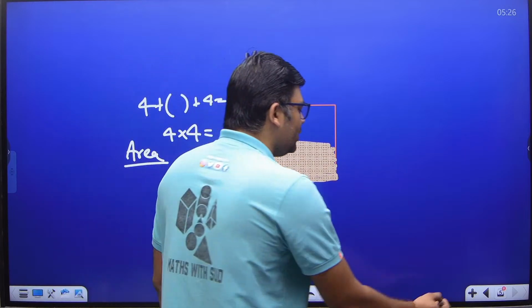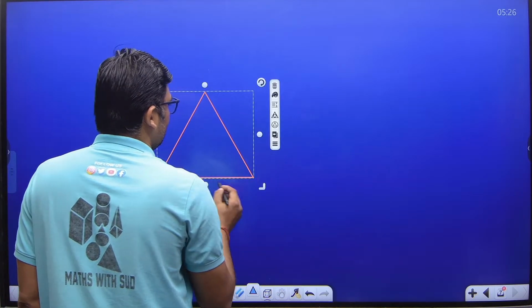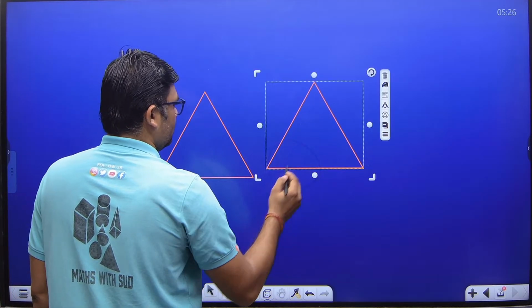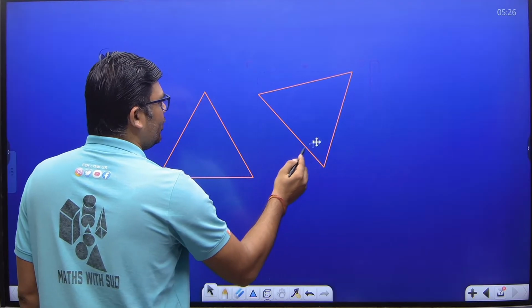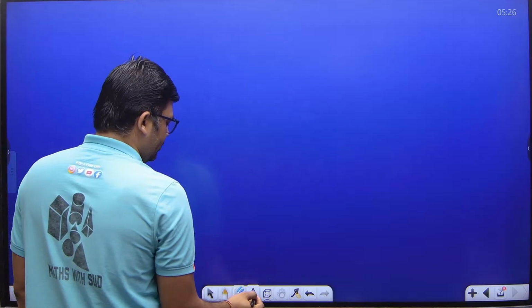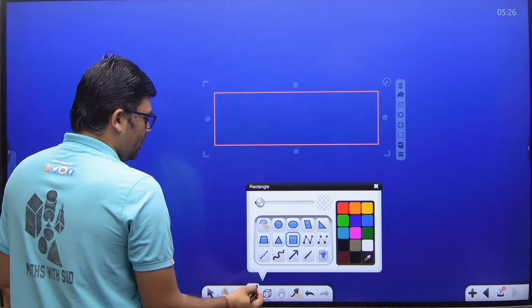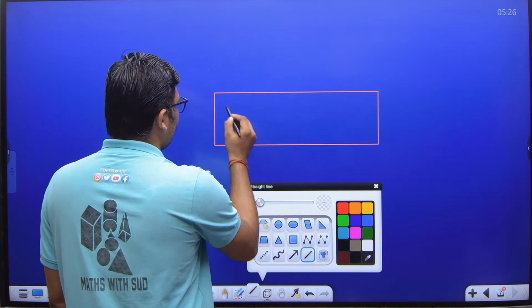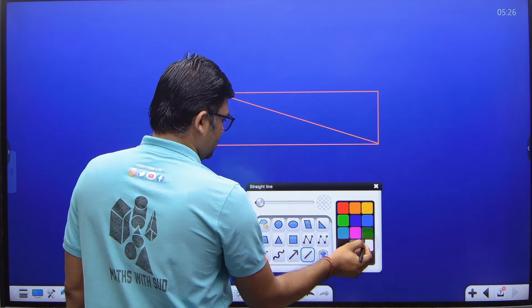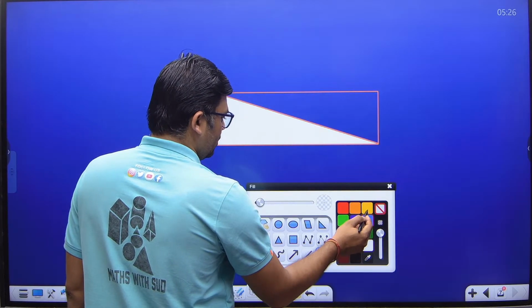Coming to the triangle. If I make a copy of this triangle, for a triangle it's very easy. A triangle is formed from a rectangle only. Let me show you. Suppose that this is a rectangle. If I break this rectangle into two equal parts, say this, this is one part and this is another part.